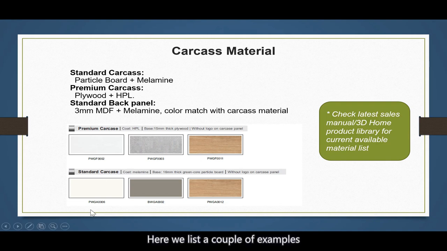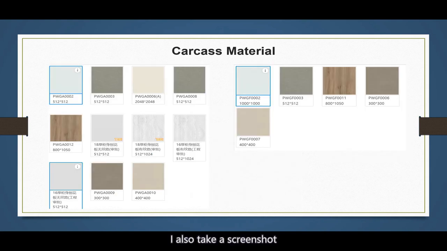Here we list a couple of examples. These are three examples of the standard carcass. As you can see, we have a white linen finish, a gray finish, and a light wood grain finish. For the finishes available right now, I think there are about six different colors for each combo. You can check the latest sales manuals, or you can go to our design software, 3E Homes, and find it in the product libraries to check the latest available material list. I also took a screenshot from the 3E Home libraries while making this video.